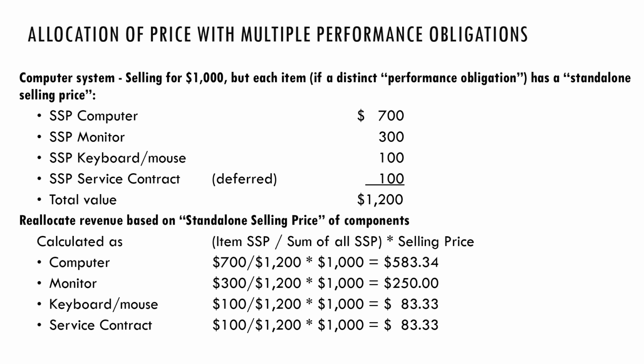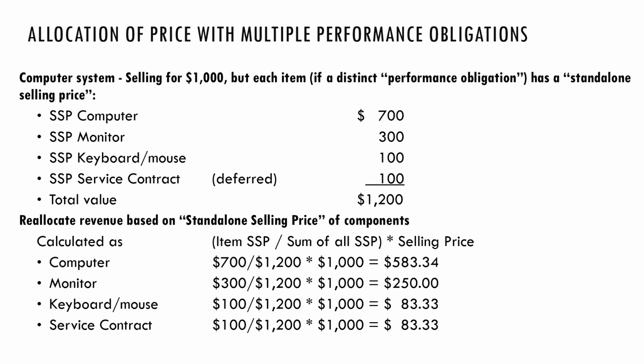Now I have to look at what is their standalone selling price. Well, the standalone selling price of that computer is $700, the monitor $300, the keyboard and mouse $100, and the service contract $100. But I'm going to sell you that entire system, that entire contract, for $1,000. So what I would have to do is reallocate the revenue based on the standalone selling prices of those components.